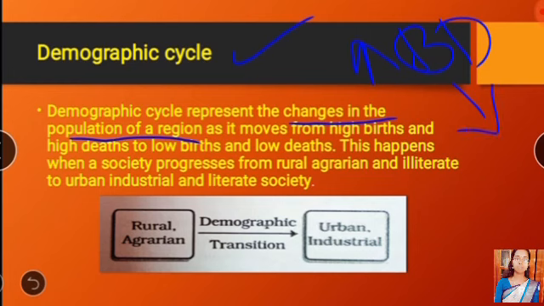The demographic cycle happens when a society progresses from rural, agrarian and illiterate to urban, industrial and literate society. This is a flowchart shown in your textbook. Look at that picture and analyze that picture very carefully.